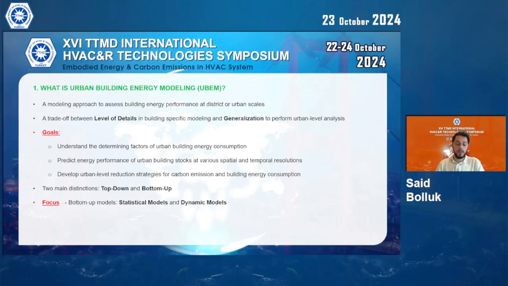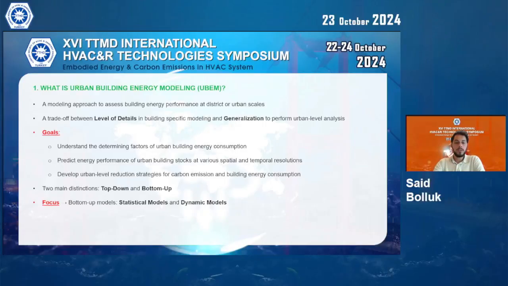This archetype approach reduces the level of detail in building-specific modeling, while enabling mass energy performance analysis of the urban building stocks. UBEMs are basically used in understanding the factors that drive urban building energy consumption. These models predict the building energy performance over urban building stocks at various spatial and temporal resolutions. With these models, we can develop urban level energy reduction strategies and also carbon emission reduction strategies for the urban building stocks. In UBEM, there are two main approaches: the top-down and the bottom-up approaches.